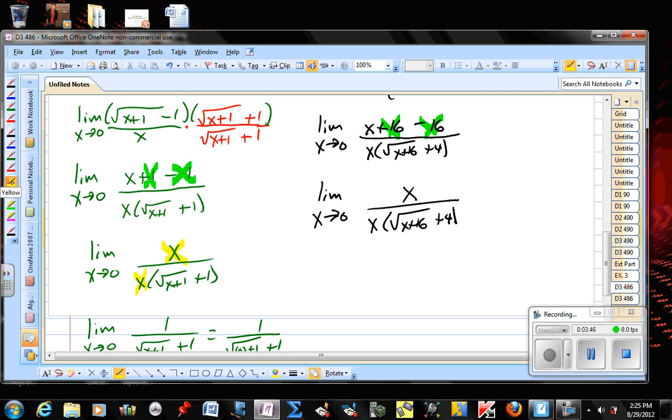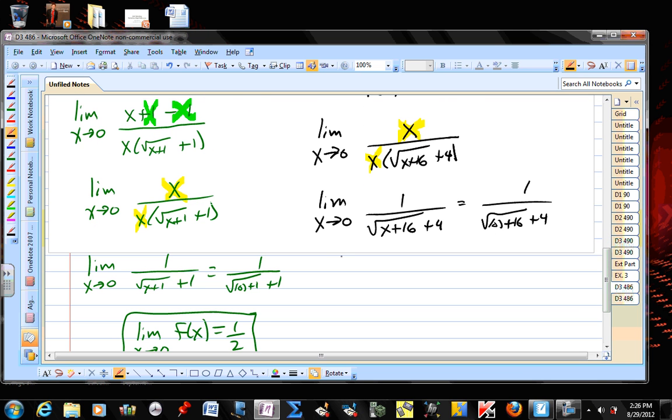Once again, the factor of x in the numerator and denominator eliminate each other. Let's take the limit as x approaches 0 of 1 over root x plus 16 plus 4. Now, direct substitution will work. 0 plus 16 under the radical plus 4.